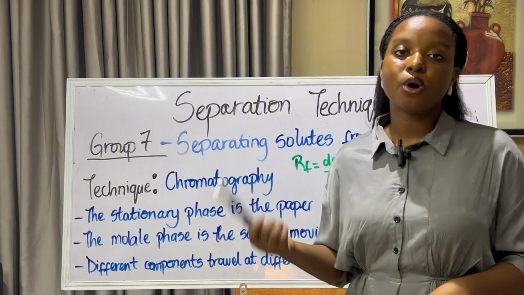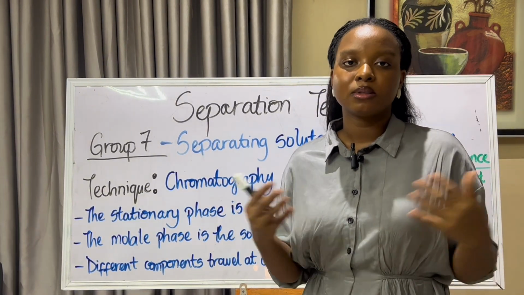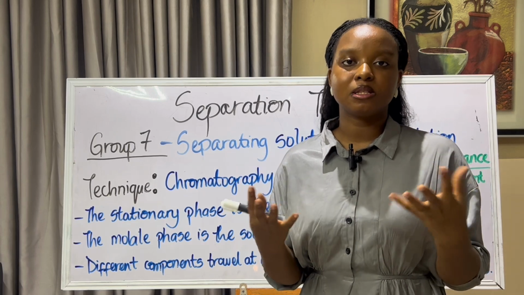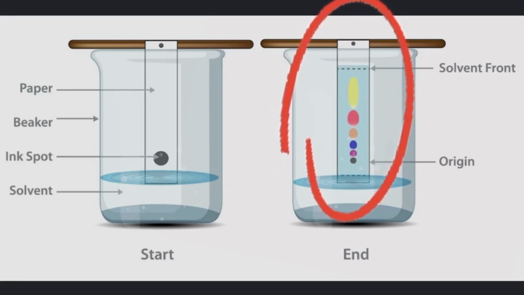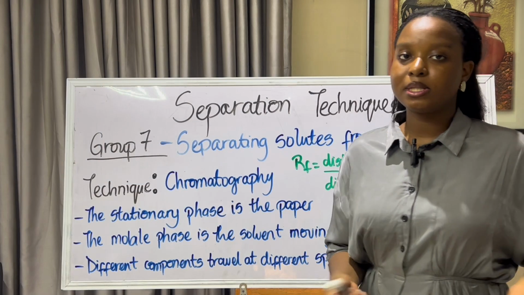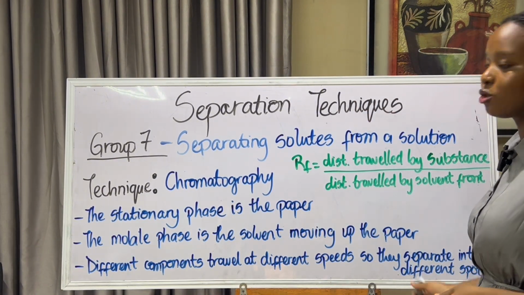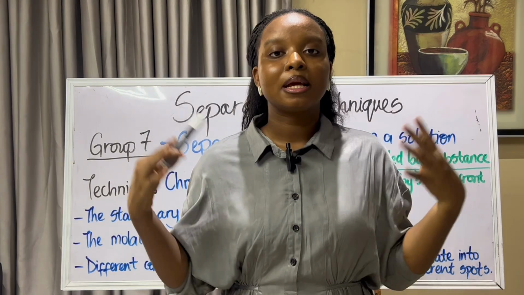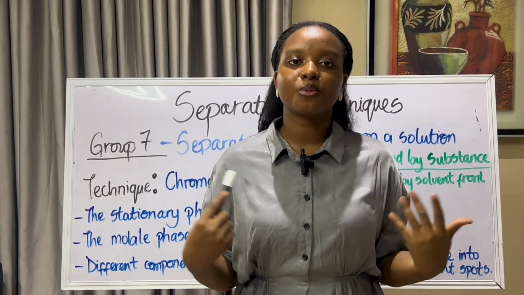So the solvent moves up the paper. As the solvent moves, the different solutes begin to travel up as well. And because they have different speeds, they begin to separate. One solute from its spotted solution begins to travel up at a faster distance. The other solute follows, another solute follows, and that is how they begin to separate because of their different speeds. Like we see here, different components travel at different speeds, so they separate into different spots. Now, once all the solutes have completely separated, the strips can then be brought out from the airtight jar.